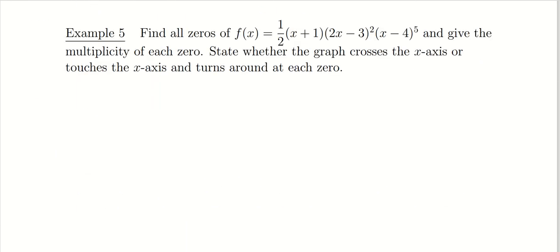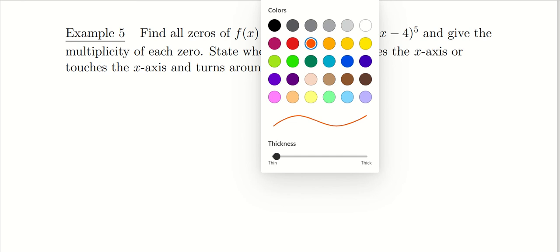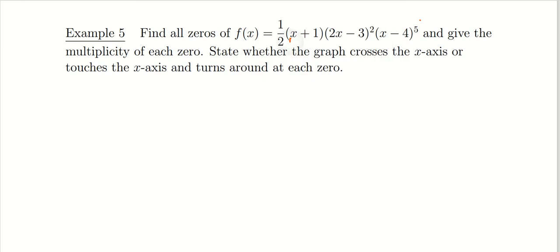Let's take a look at example 5. We're asked to find all of the zeros of the function f of x, give the multiplicity of each 0, and then state whether the graph crosses the x-axis or touches the x-axis and turns around at each 0. So let's go ahead and do that. First thing we want to do is find the zeros. And if you hadn't already done this, the first step would be to put this thing in factored form. Luckily for us, that step is already done.